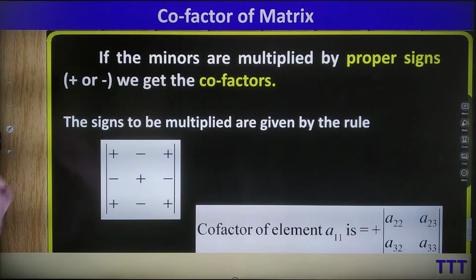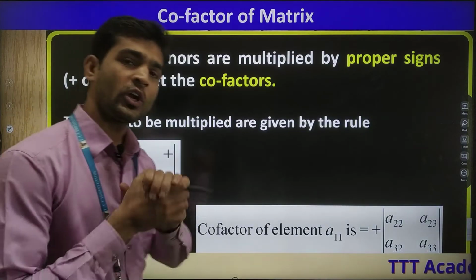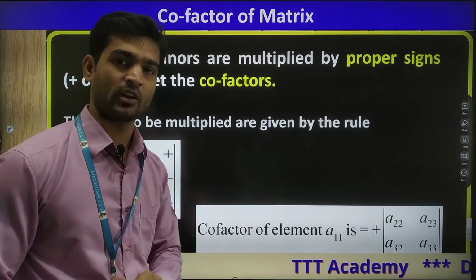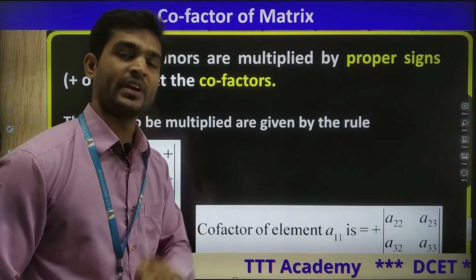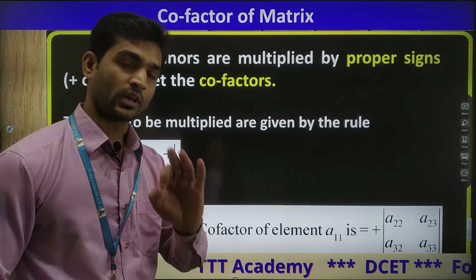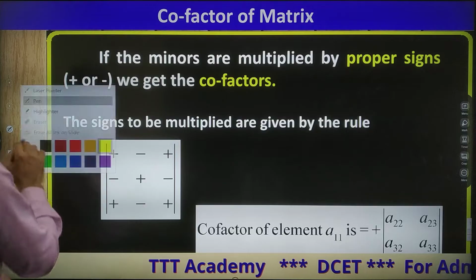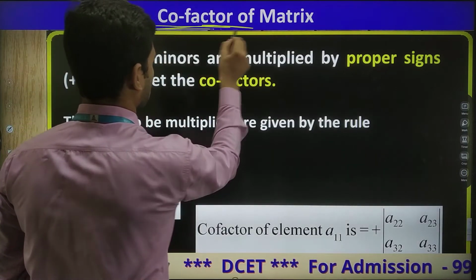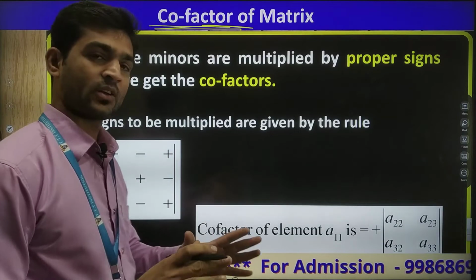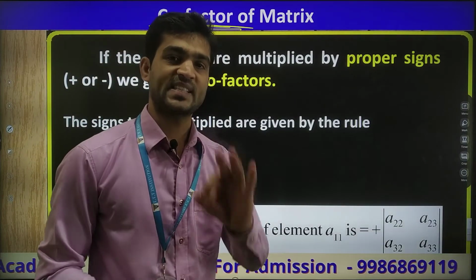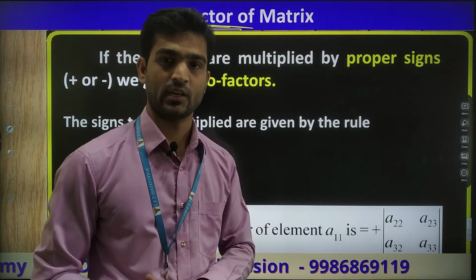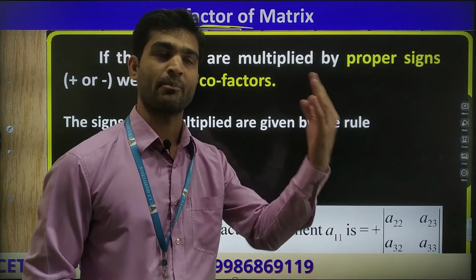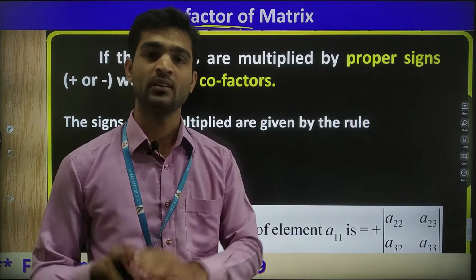Next, another thing is cofactor. What do you mean by cofactor? Minor is nothing but, by removing the respective row and column, we get a second order determinant, which is called the minor. The cofactor is the next important topic. We can obtain the cofactor just by multiplying the proper sign to the minor of the matrix.